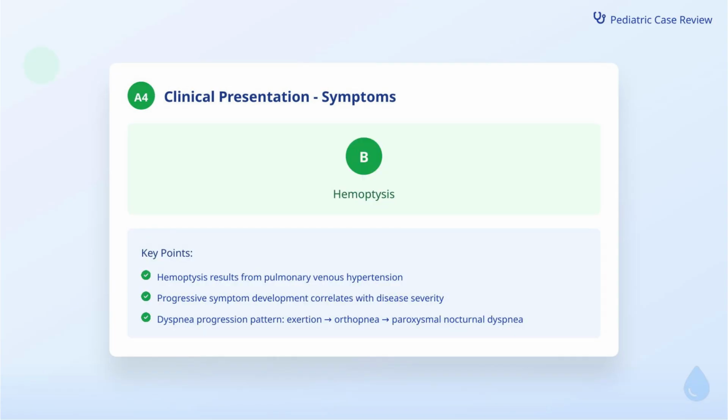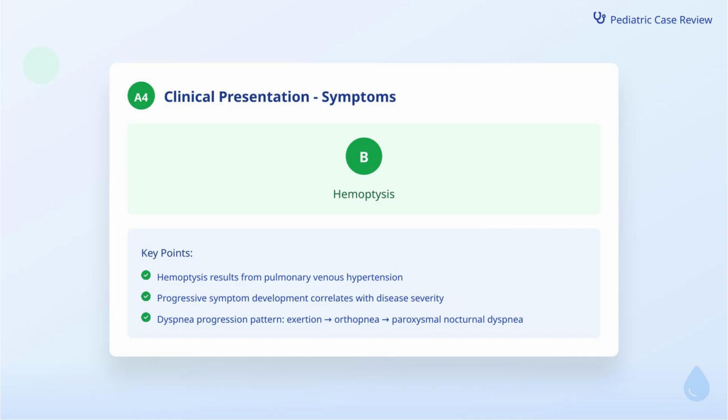Hemoptysis is a classic symptom of mitral stenosis that results from pulmonary venous hypertension. When left atrial pressure rises significantly due to the stenotic mitral valve, it leads to increased pulmonary venous pressure, which can cause rupture of small bronchial veins, resulting in hemoptysis.